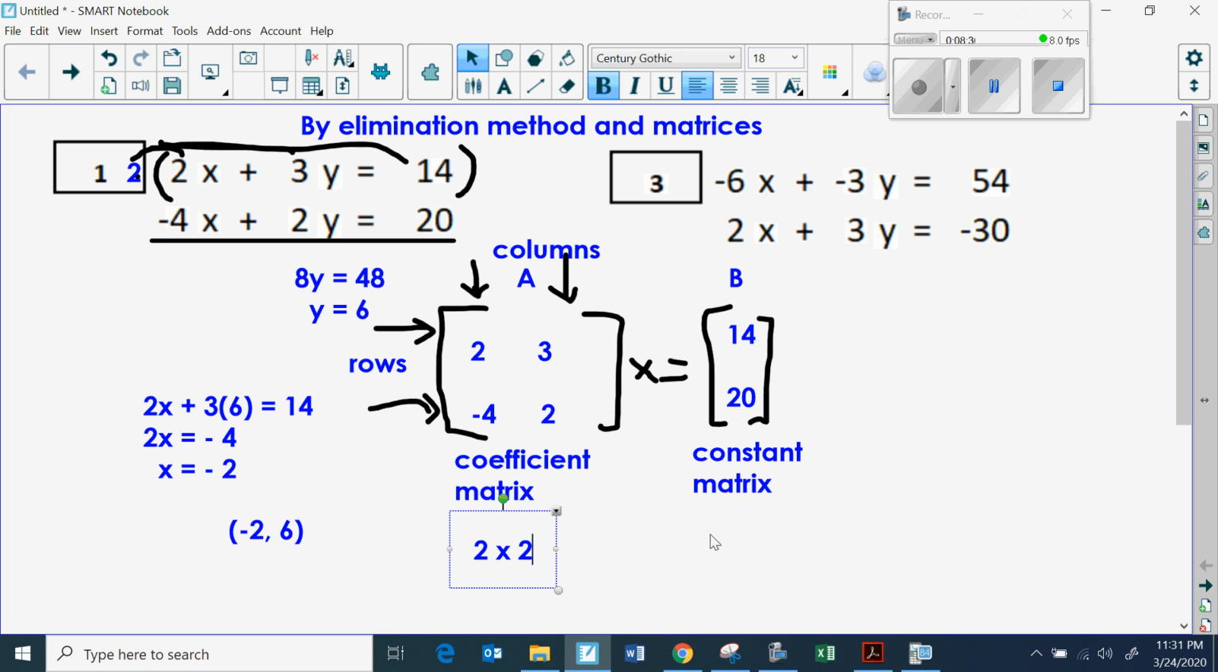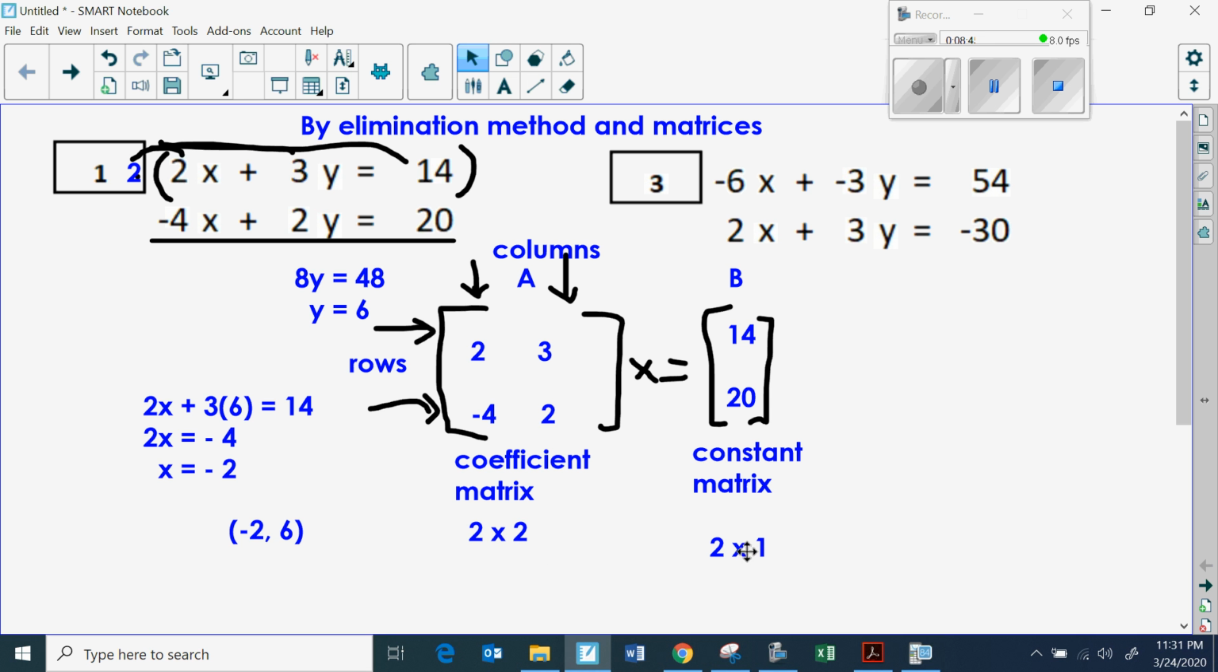How many rows do we have here? 2. How many columns do we have? 1. We need to know that because the calculator is going to ask us what our dimensions are. So it's a 2 by 2 for matrix A and a 2 by 1 for matrix B.